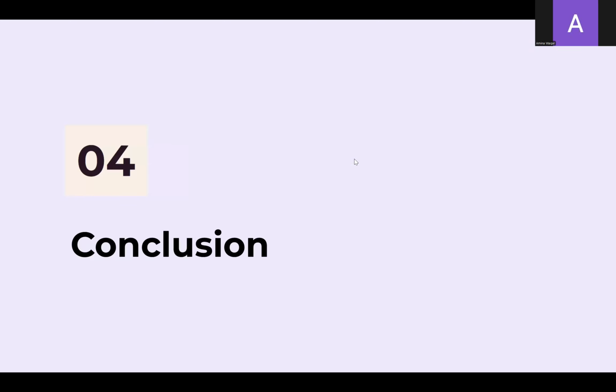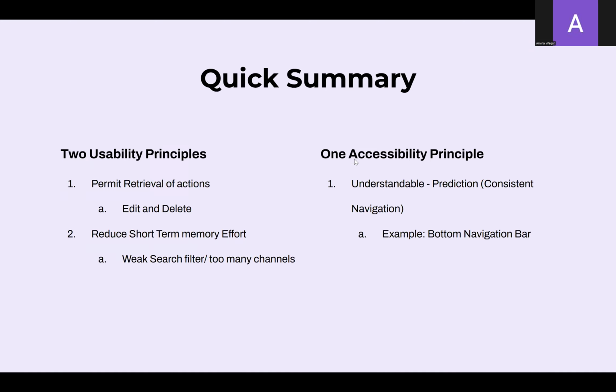Now on to the conclusion. We looked at Slack through two usability principles and one accessibility principle. Slack supports easy recovery with edit and delete, but on the other hand, Slack deviates from the reducing short-term memory principle when it has too many channels. However, for accessibility, Slack takes the win because it supports understandable through consistent navigation of a bottom navigation bar. Overall, I would argue that Slack is an amazing app to use, and I'll continue using it in the future.